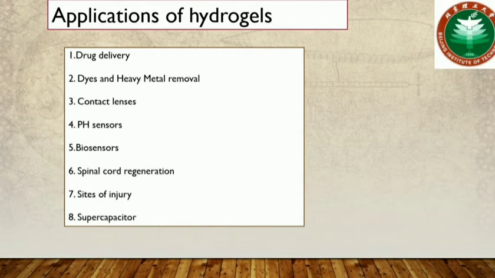Chitosan based hydrogels are applicable in removal of heavy metal ions due to the presence of multiple amino and hydroxyl groups in their structure. This applicability originates from the tendency of metal ions to form chelates with the so-called amino group. Next application is contact lenses.